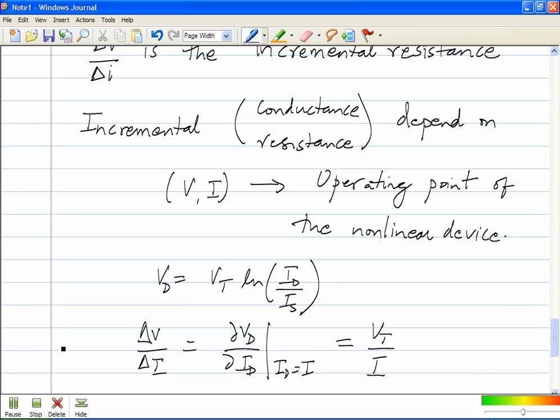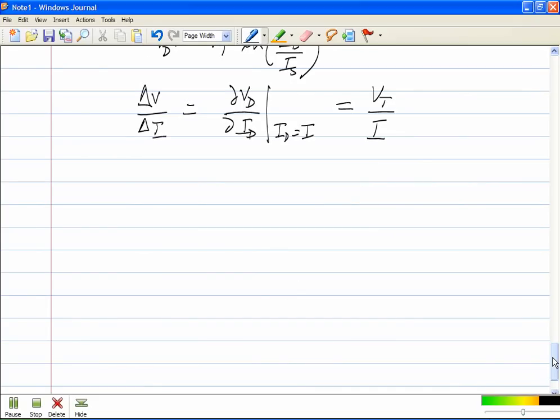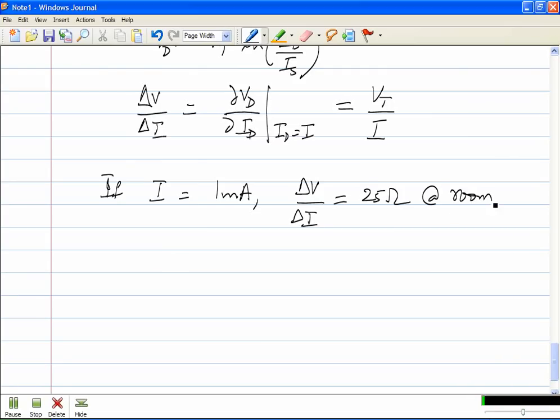So if you have 1 milliampere of current flowing through a diode, what is the incremental resistance? You understand what's going on at the last bench there? So if I is 1 milliampere, then delta V by delta I is 25 ohms at room temperature.